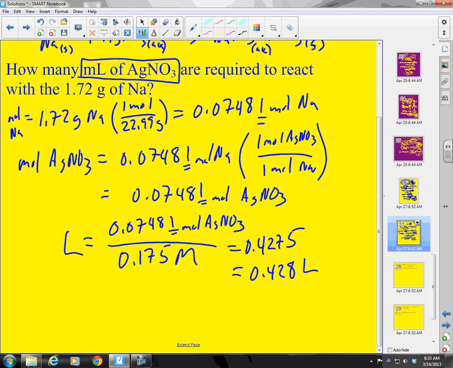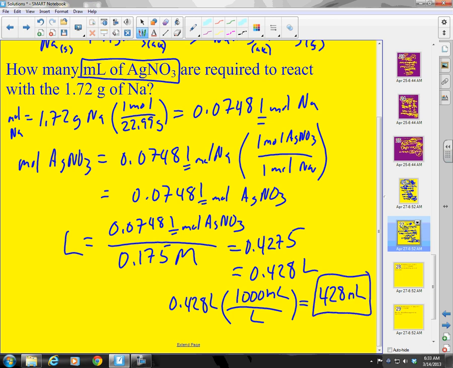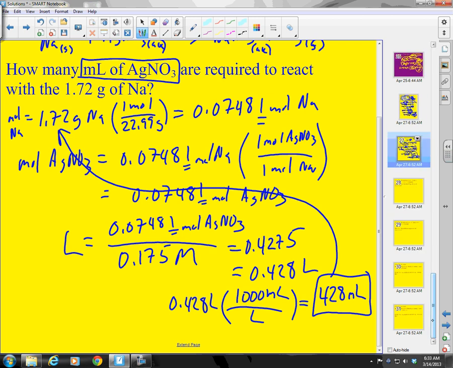So I take 0.428 liters times 1,000 milliliters per liter, and I get 428 milliliters of silver nitrate are required to react with 1.72 grams of sodium. Beautiful. Are there any questions here?